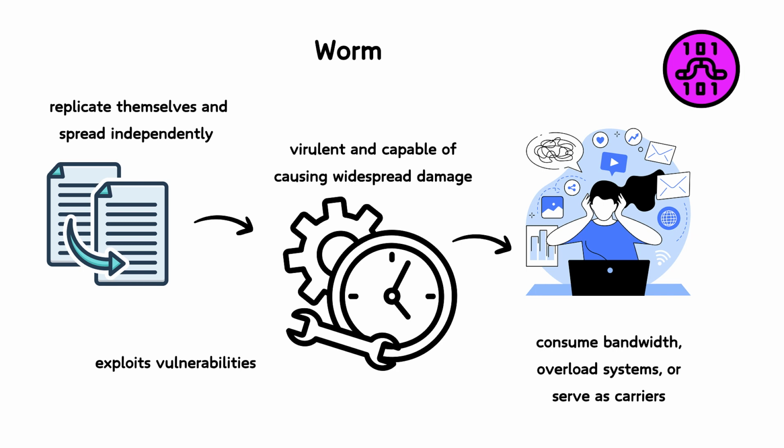This makes worms incredibly virulent and capable of causing widespread damage in a short amount of time. They can consume bandwidth, overload systems, or serve as carriers for more destructive payloads like ransomware.